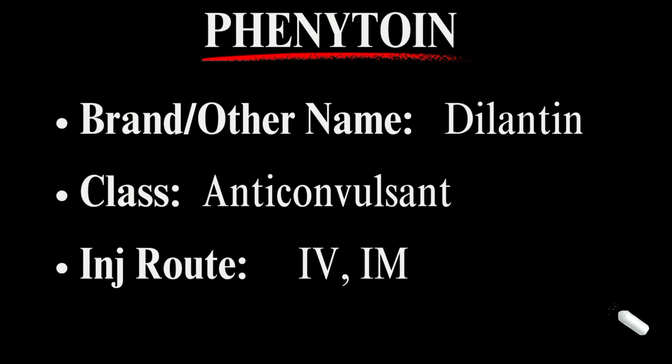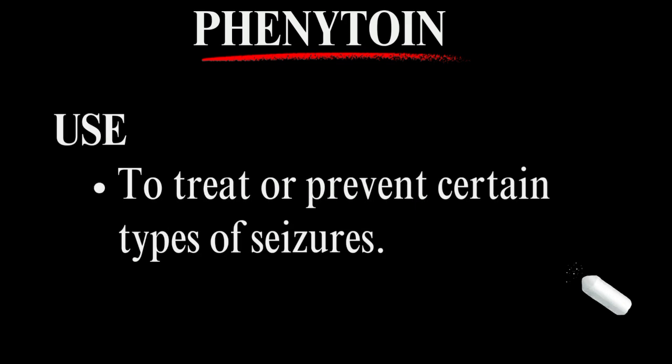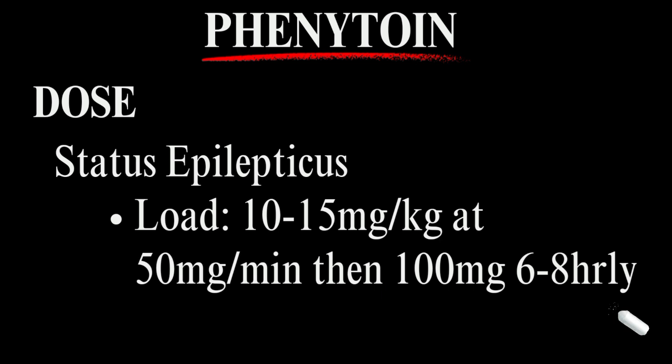Phenytoin. It's sold under the brand name Dilantin. It's an anticonvulsant used to control or prevent certain types of seizures, such as tonic-clonic seizures, and the route of administration is IV or IM. It's used to treat or prevent certain types of seizures, such as tonic-clonic seizures, status epilepticus, and focal seizures. The dose for status epilepticus is a loading dose of 10 to 15 milligram per kg at a rate of 50 milligram per minute, and then you can give 100 milligram every 6 to 8 hours.